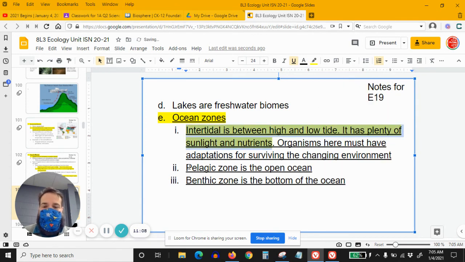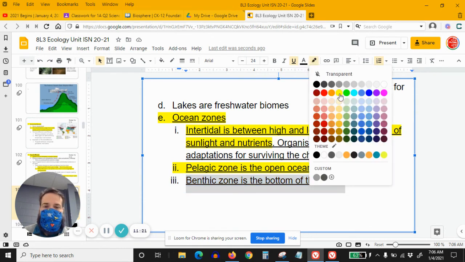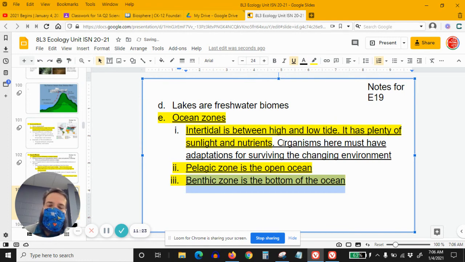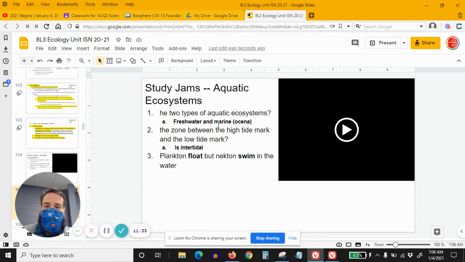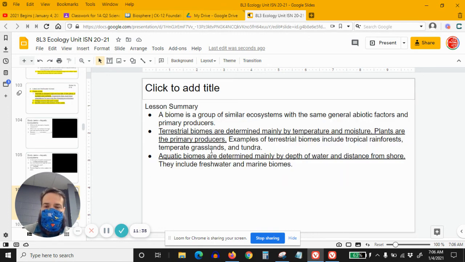The pelagic zone is the open ocean. And then the benthic zone is the bottom of the ocean. It's the ocean floor. So think benthic and bottom, they both start with B. And again, there's a Study Jams for aquatic ecosystems, and you can look that up.